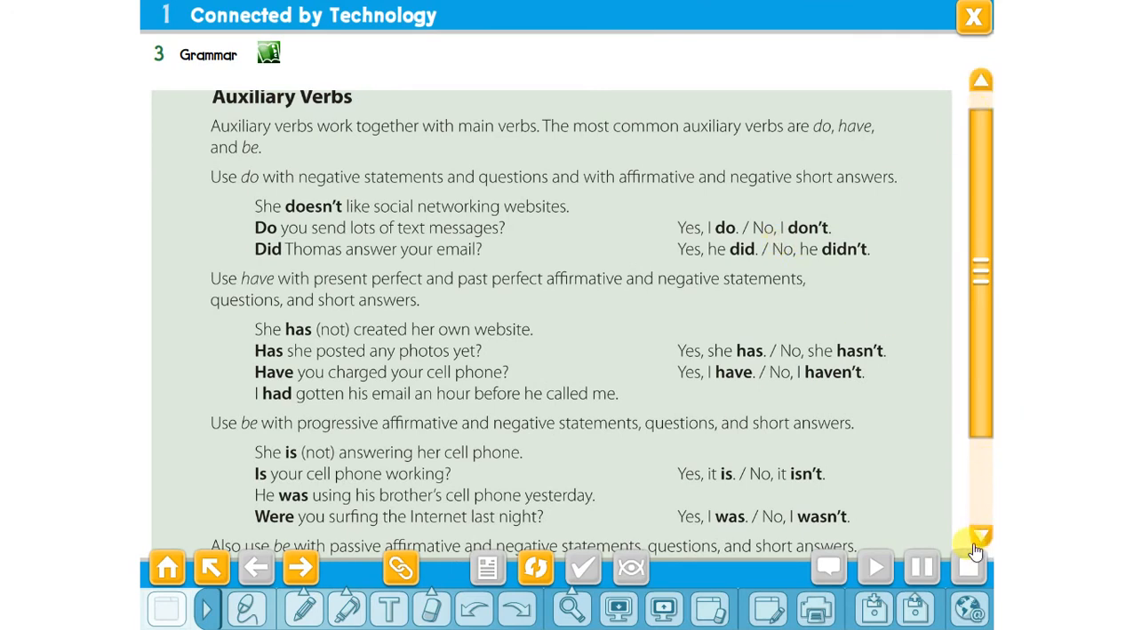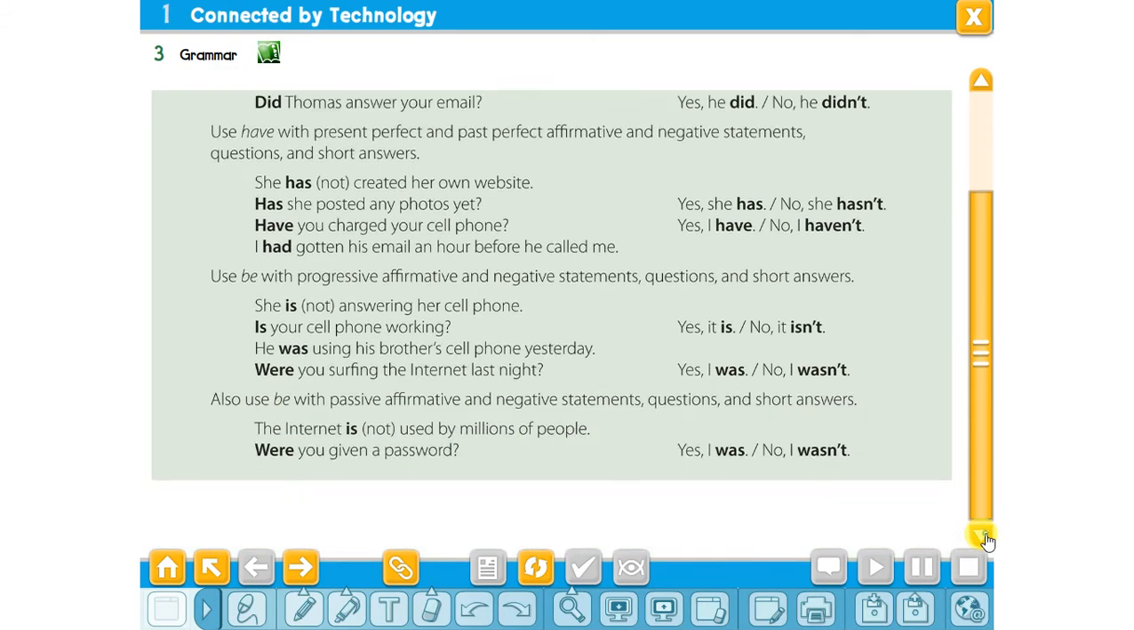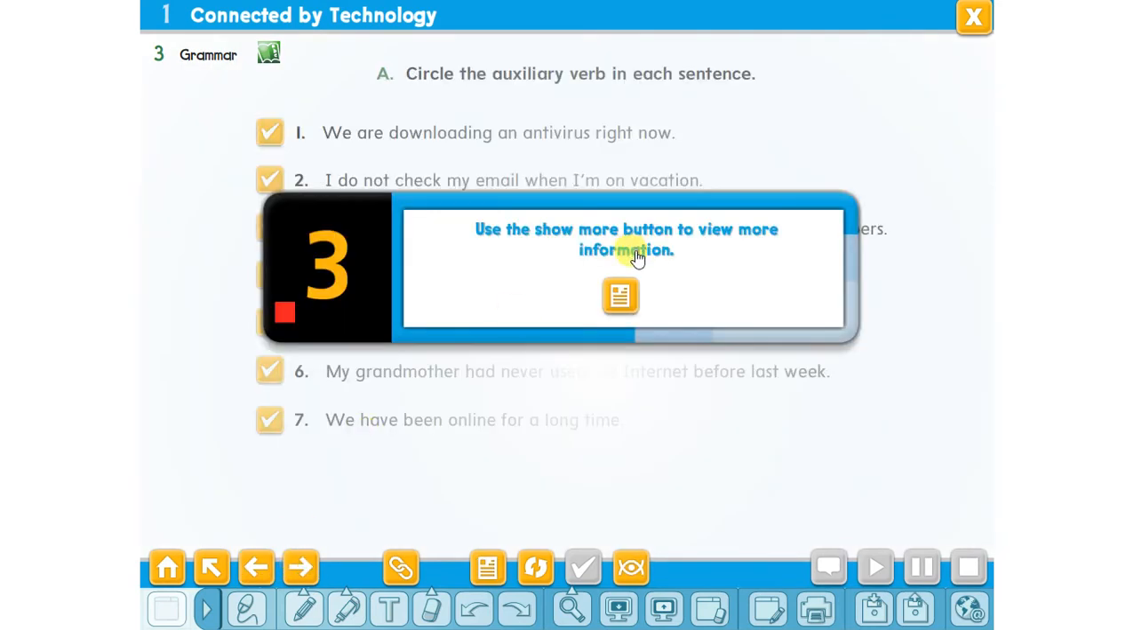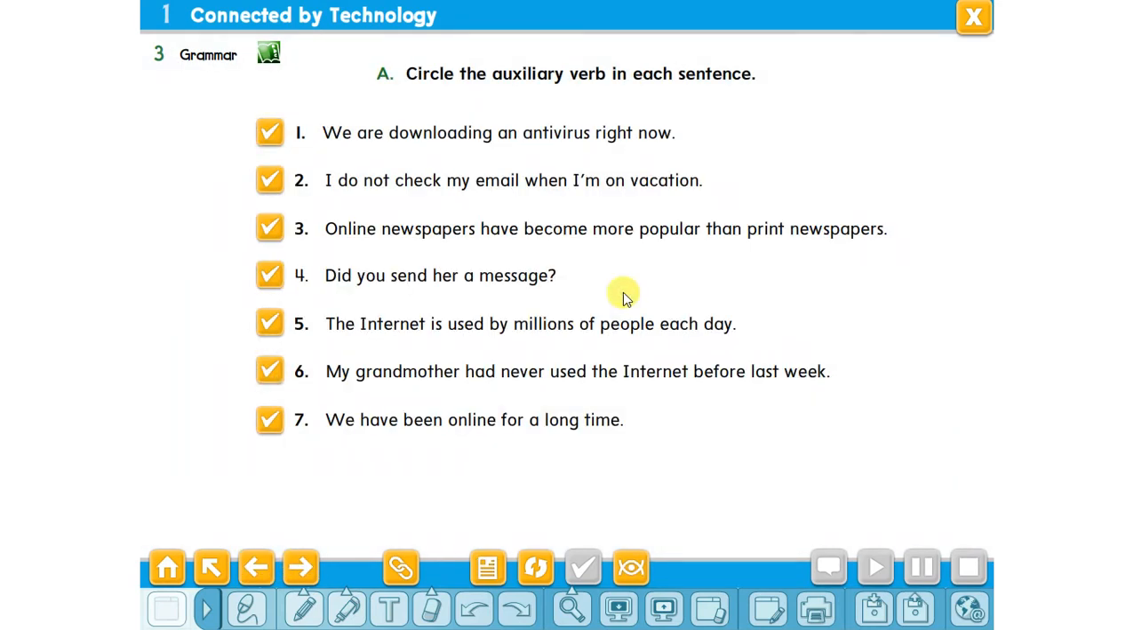We have taken it before, but this is in general. Let's see. While practicing, I'll teach you more. Look here. This is the first exercise. Circle the auxiliary verb in each sentence.